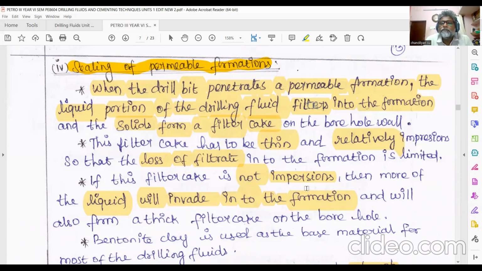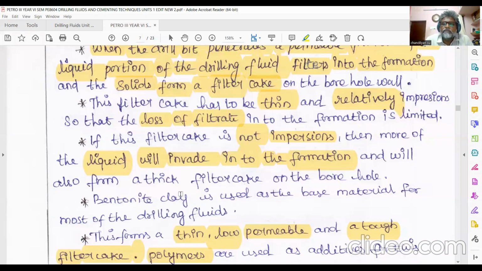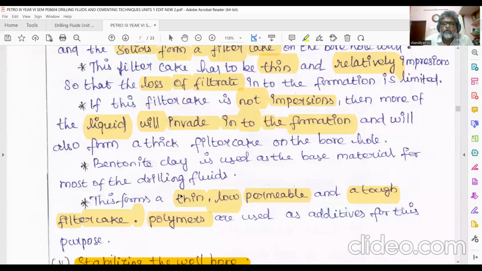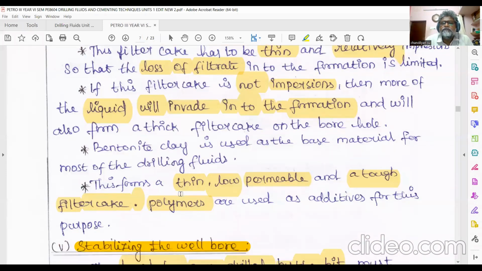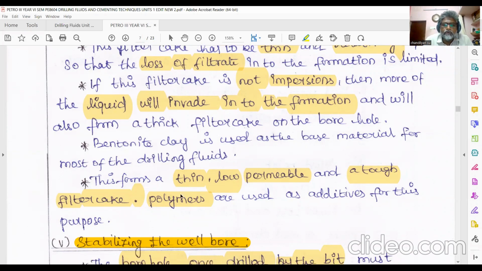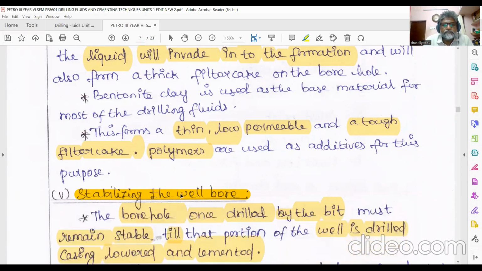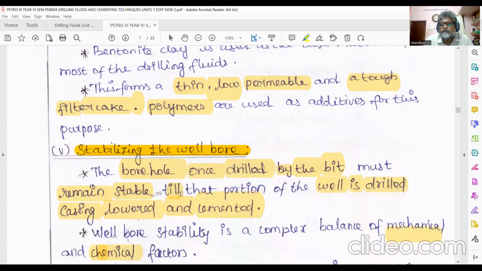If the filter cake is permeable, if the filter cake is permeating, what will happen? A lot of liquid will invade into the formation. Invasion means crossing the border and getting into the formation. If that is happening, then there is loss of money. That's all. So a thin, low permeable, tough filter cake means success of the drilling fluid's function. Polymers are also used as an additive for this reason.